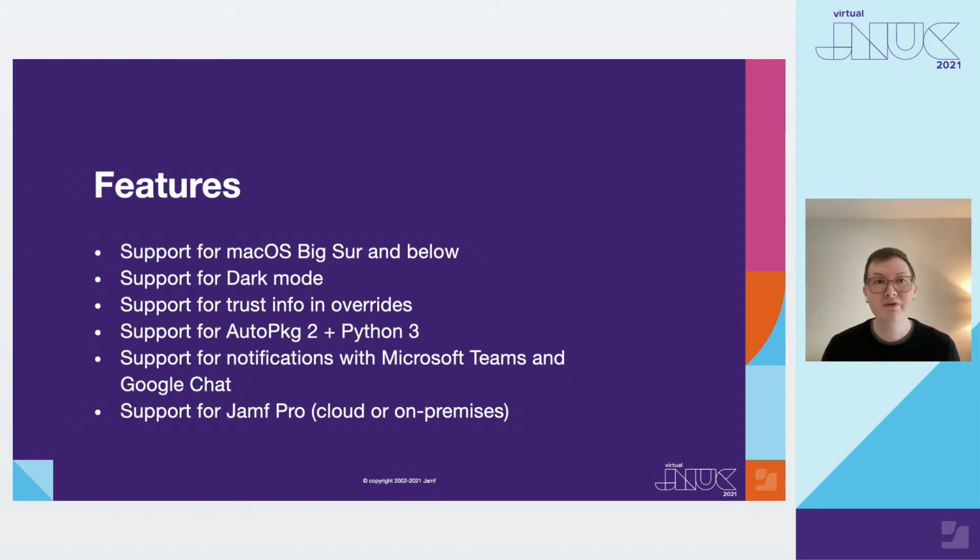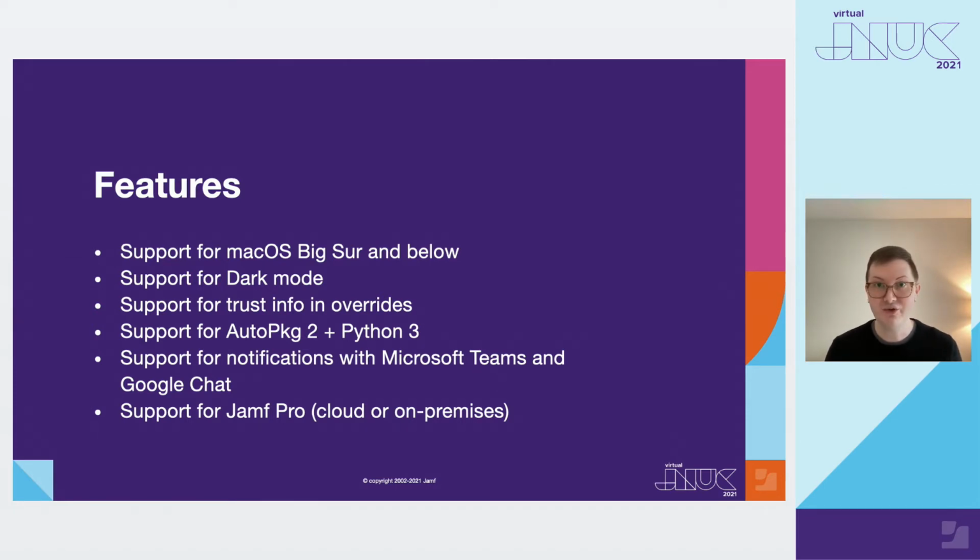So here's a few of the newer features added to AutoPackager in the last few years. Now we have support for the current version of macOS, both Big Sur and Monterey, and that includes notarization. Support for macOS dark mode. Support for trust info and recipe overrides. Now that's just a locally trusted version of an AutoPackage recipe. We're going to put a pin on that, so we're going to talk about that later.